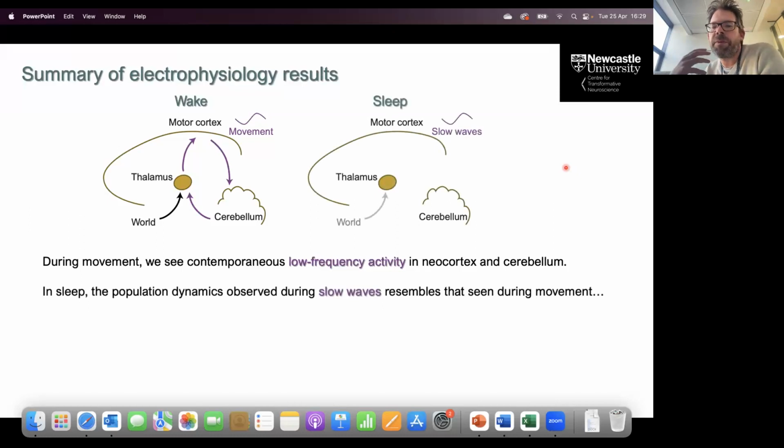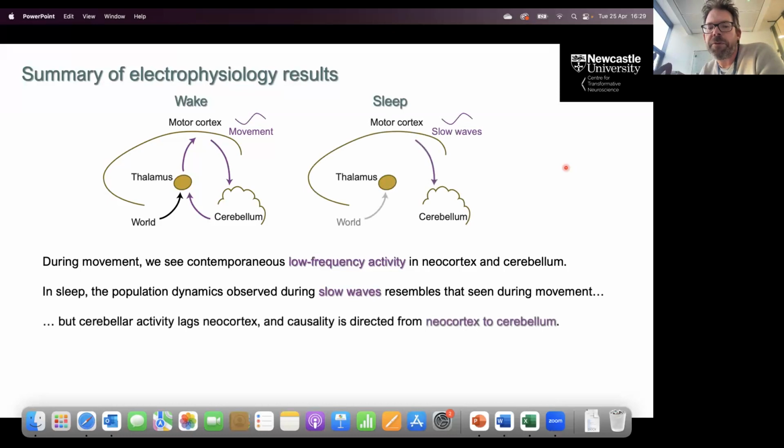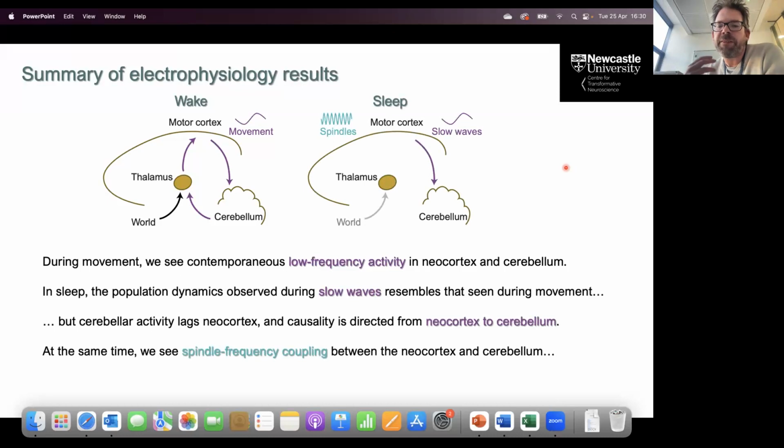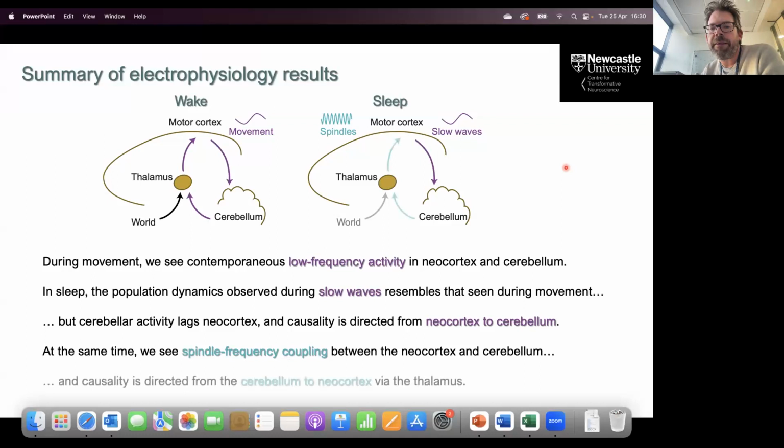In sleep, we observe population dynamics at these low frequencies that also resemble that seen during movement, but with the difference that the cerebellar activity lags behind the neocortex, and the causality is all directed from the neocortex to the cerebellum. But at the same time, we see spindle frequency coupling between the neocortex and the cerebellum. And in the case of that spindle frequency coupling, the causality is directed from the cerebellum via the thalamus to the neocortex.